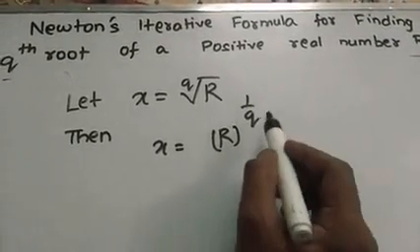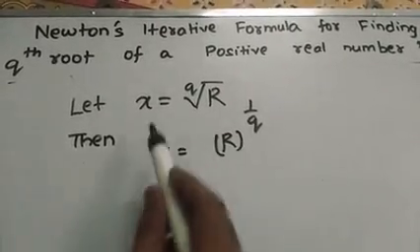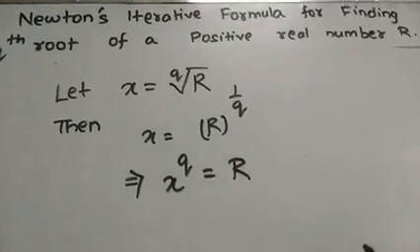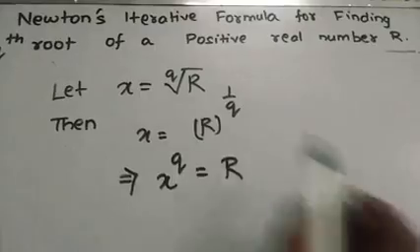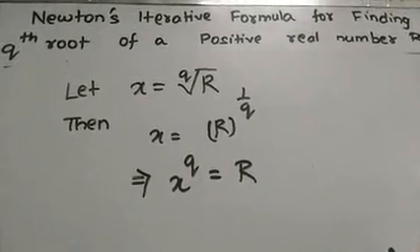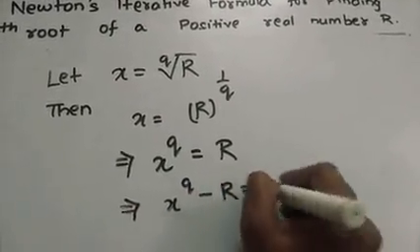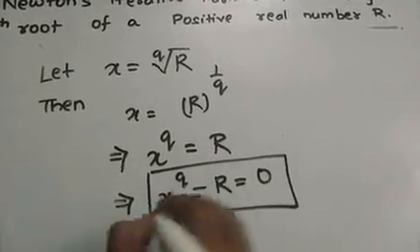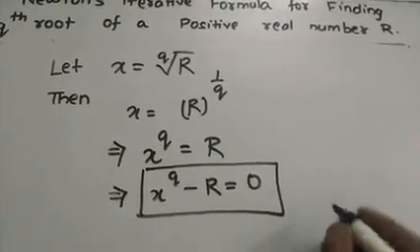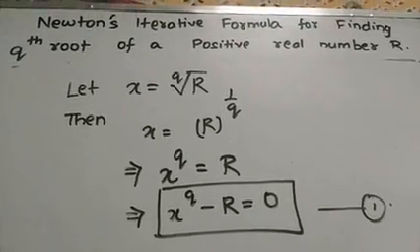Now here the power is 1 by q. If this power goes from the right-hand side to the left-hand side, it becomes x to the power q equals r. Or you can say we are multiplying the power on both sides by q. Then taking all the terms to one side, x to the power q minus r equals 0. So this is your equation: x to the power q minus r equals 0. And we will apply the Newton-Raphson method on this particular equation.